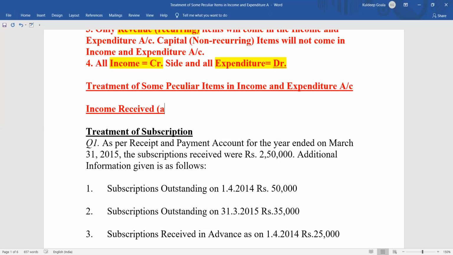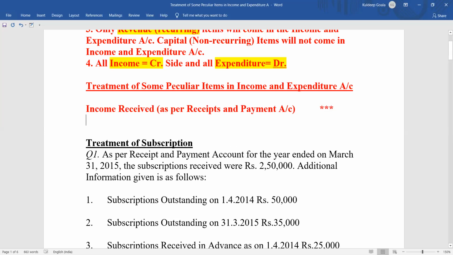As per receipts and payment account, RNP. Okay, receipts and payment account. Income received as per receipts and payment account, whatever the amount will be there. I'm just marking it start. Okay, this refers to the amount.